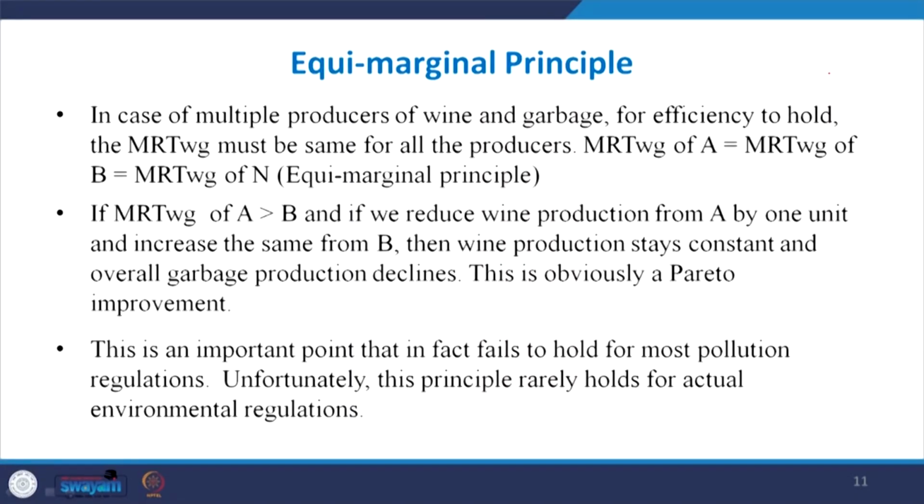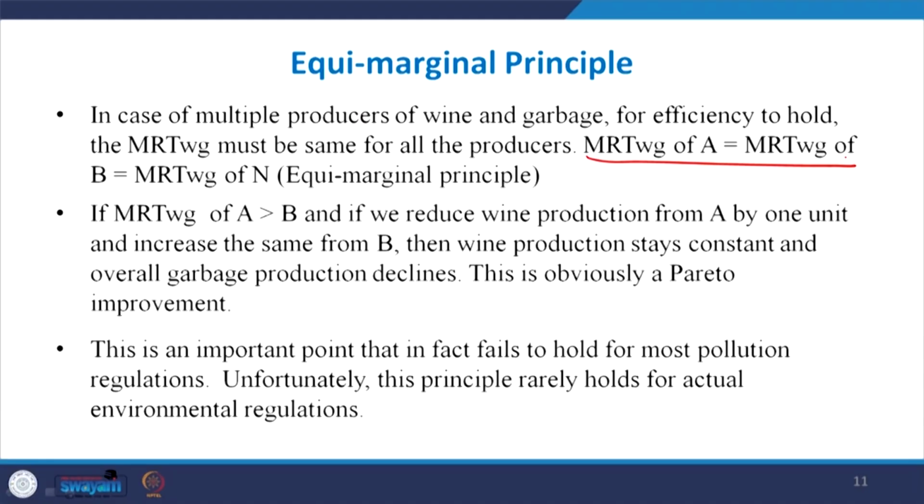If we want to achieve overall efficiency in the economy, then what we have to do is apply the equimarginal principle. For example, there may be a number of companies which are producing wine and generating garbage. There may be a number of consumers consuming different kinds of products. So, if you take the production of wine and garbage only, and there are multiple producers of wine and garbage, for efficiency to hold true, then the marginal rate of transformation between wine and G must be the same for all the producers.